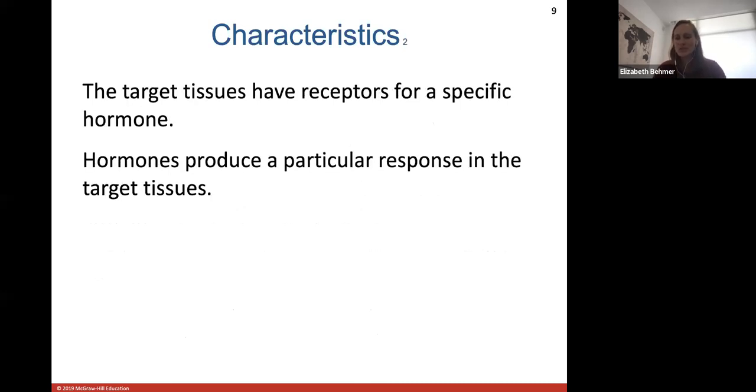And it's very important to remember that the target tissues have very specific receptors for a specific hormone. So this means that hormones just can't go and kind of attach to any cell they want to. A hormone will only have an effect on the cell that has a receptor for it. So hormones will produce a very particular response in the target tissues that they're traveling to.